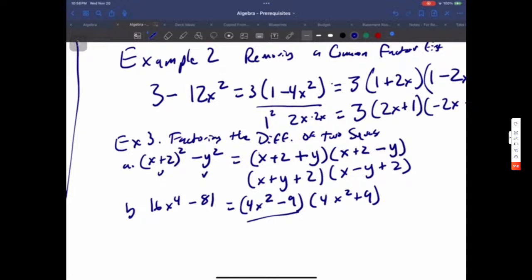So the square of that one is 2x plus 3 and 2x minus 3. Remember that the sum of squares is not factorable, it's prime. So you have 4x squared plus 9. You cannot factor that one further. If it was 4x squared plus 16, you could factor out a 4, but any sum of squares that has nothing in common, you cannot factor out any further. So that is the factorization there.